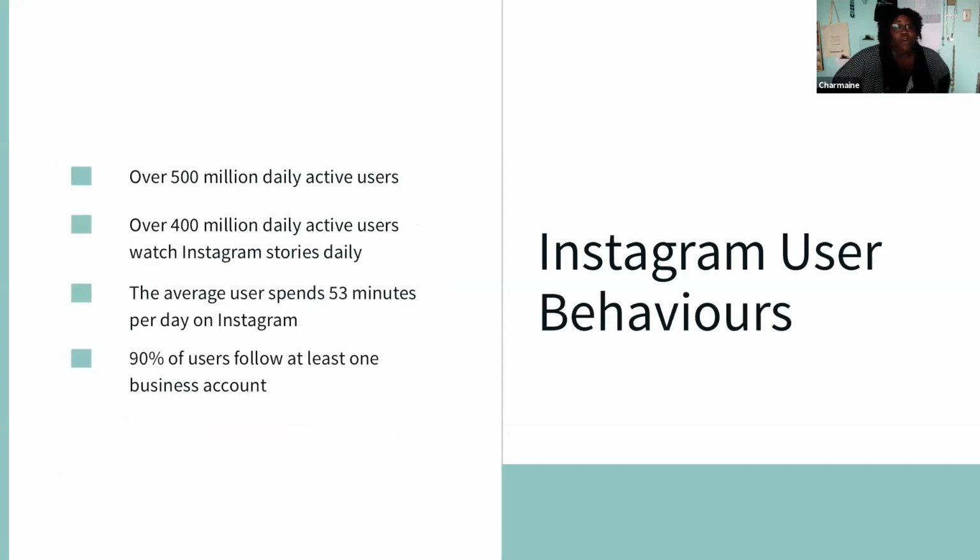So on Instagram, they have over 500 million daily active users. That means over 500 million people are on it daily, and over 400 million are watching stories on a regular basis. So again, with Instagram, it's a multi-level platform. There's your feed, stories, lives, things like that. A lot of people are watching stories because it's a bit more accessible sometimes than your feed.